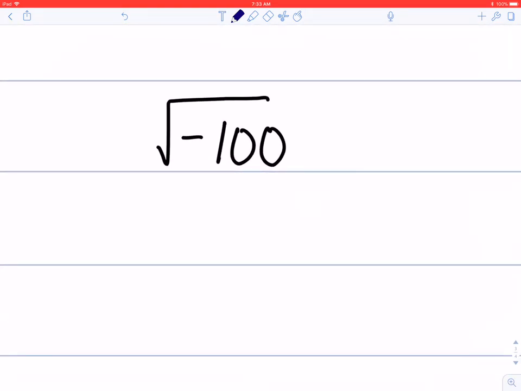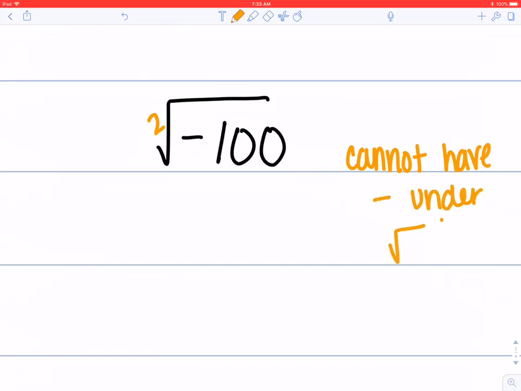Alright, so our last example is the square root of negative 100. If for some reason you forget and you type this in your calculator, it would tell you a domain error, but you don't see a number, it's a 2, so this is a square root, and you cannot have negatives under square roots. Make sure you know that. So this is a non-real answer.